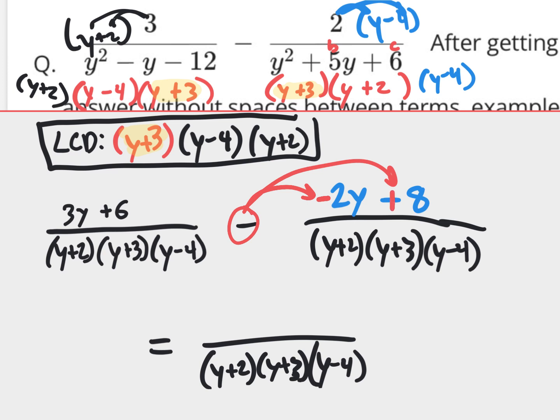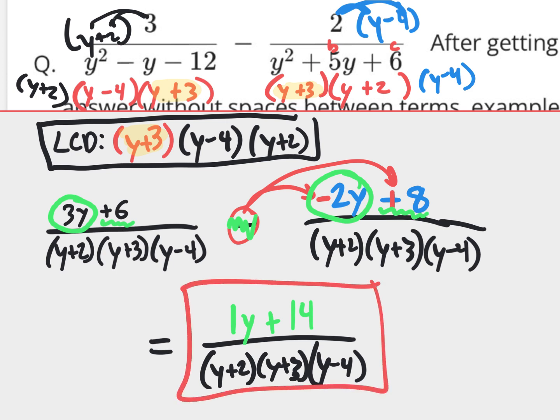And now you are able to combine the y's with the y's. I have a 3y with a negative 2y. That'll give me one single y. Keep in mind that minus is already gone because I already distributed it. And then I could combine the plus 6 with the plus 8, giving me a plus 14. And ladies and gentlemen, we are done, unless we have a y plus 14 down here that I could cancel with that y plus 14, but we are done.